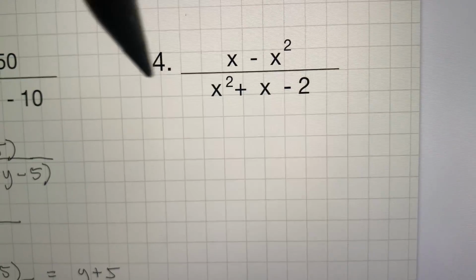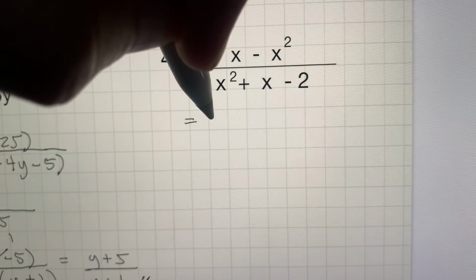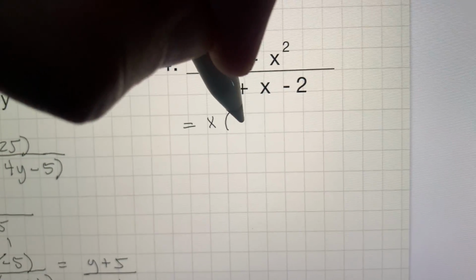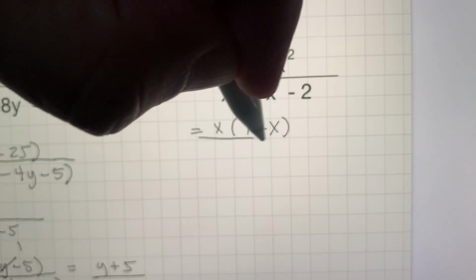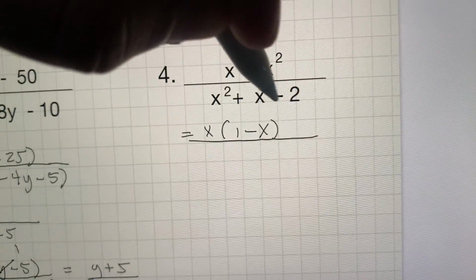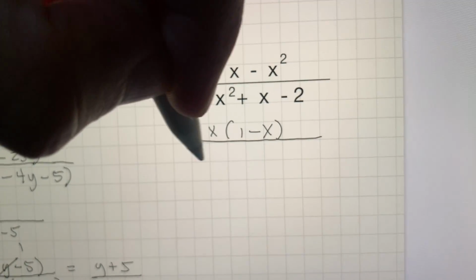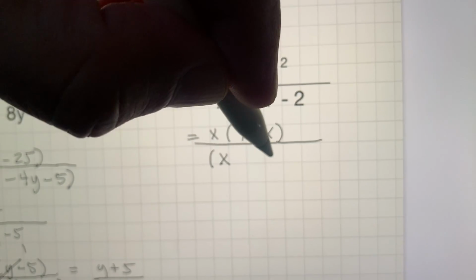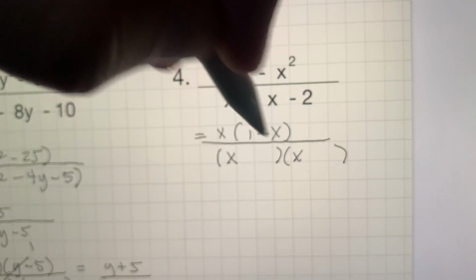So the first thing is I'm going to extract the x on the top part. So that means that I have x times 1 minus x. Now the bottom part, I can directly simplify, so I can say that it is x, and that'll be x squared.